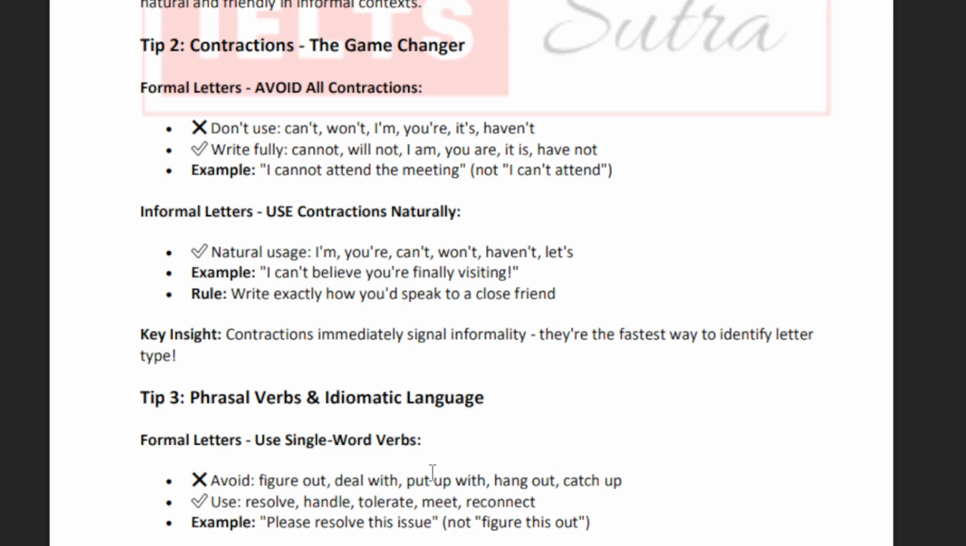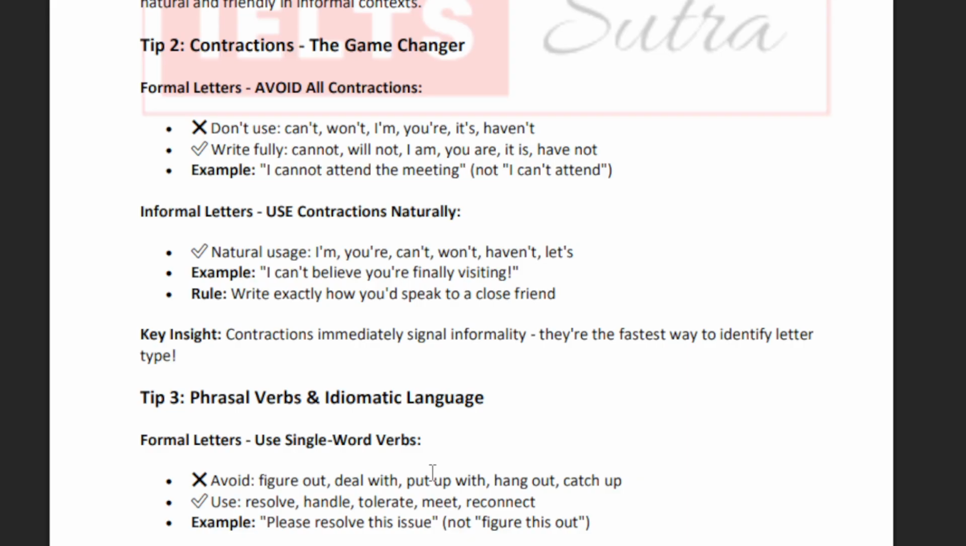Then tip number 2, after the usage of modal verbs, would be contractions. This is the game changer actually. See, contractions, for example, instead of saying I cannot, you say I can't. Instead of saying I do not, you can say I don't. Whenever you use a contraction, make sure that you only use contractions in informal letters, because in formal letters contractions are always avoided. You cannot use don't, can't, won't, I'm, you're, it's, haven't. You cannot use these contractions. Instead of that, write the complete form.